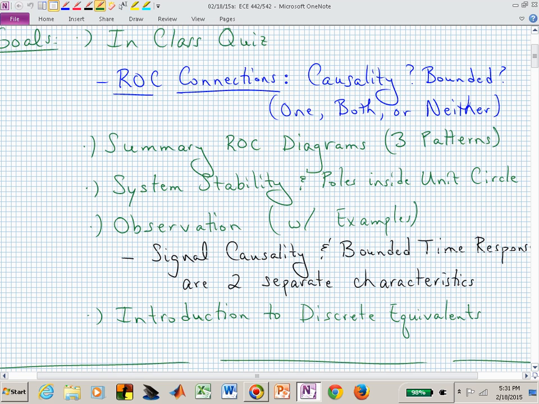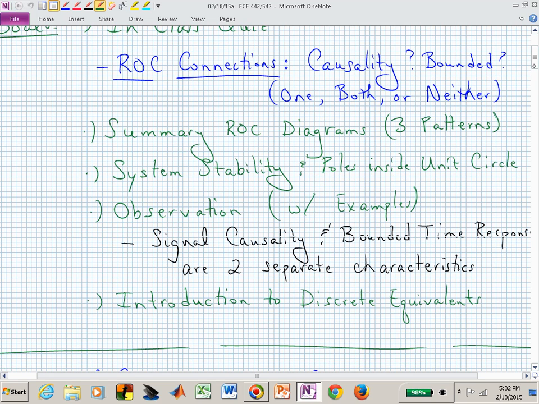Then we'll talk about system stability and poles inside the unit circle, because some of these examples may actually illustrate where we can have poles outside the unit circle and still have bounded responses. And so there's maybe this conflict that you're having. Well, wait a minute. I thought boundedness or stability referred to poles inside the unit circle. And we'll try to make sure that that's clear when we talk about system stability, not just signals, but system stability and poles inside the unit circle.